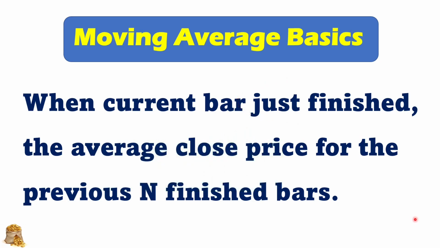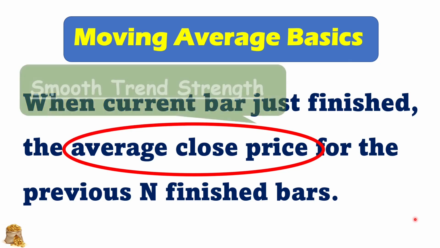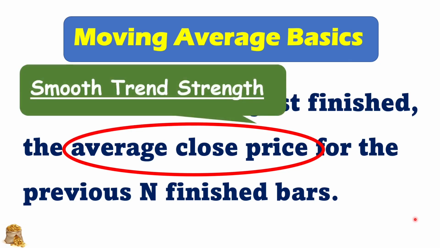The second keyword is this, average close price, which means if it is average, it is a smooth of the trend. For example, if there's 1 or 2 outliers, it won't impact the moving average much.